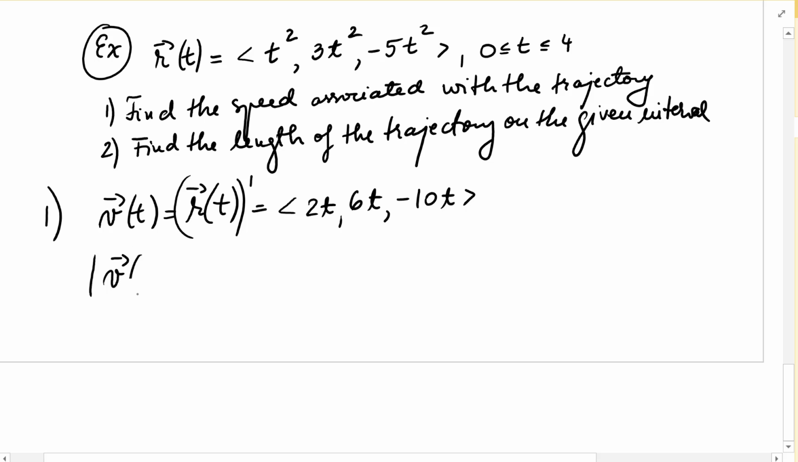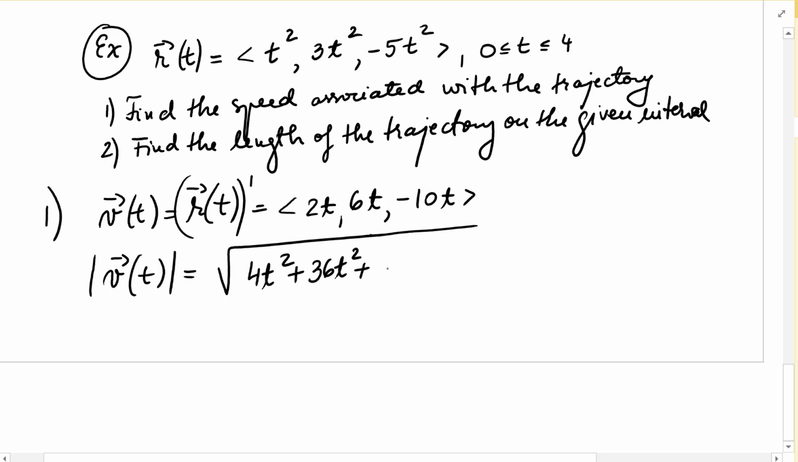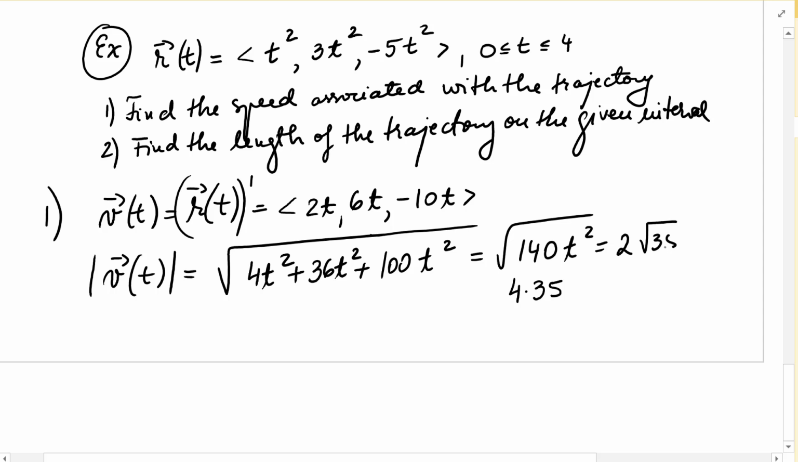And then the speed associated with this trajectory is given by the absolute value of v of t, which is the square root of 2t squared, 4t squared, plus 6t squared, 36t squared, plus negative 10t squared, that's 100t squared. So if we add all this up, we get 140t squared, which is, let's say 140 is 4 times 35, so it's 2 square root of 35 t.